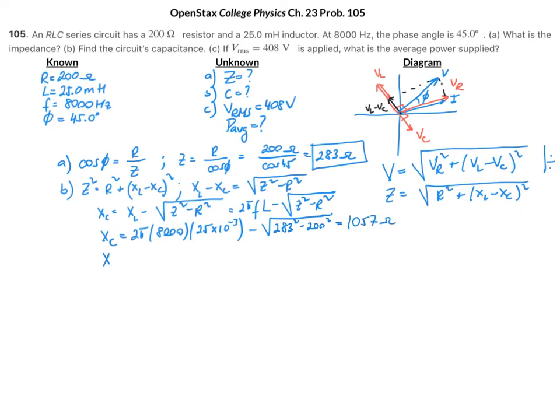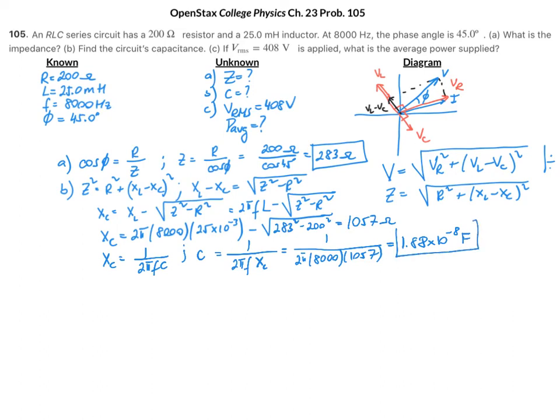Now we know that X sub C is 1 over 2 pi frequency times capacitance. So the capacitance will be 1 over 2 pi frequency times capacitive reactance. So that is 1 divided by 2 pi. Frequency is 8,000. And X sub C is 1057. And we get 1.88 times 10 to the negative 8 farads for our capacitance.